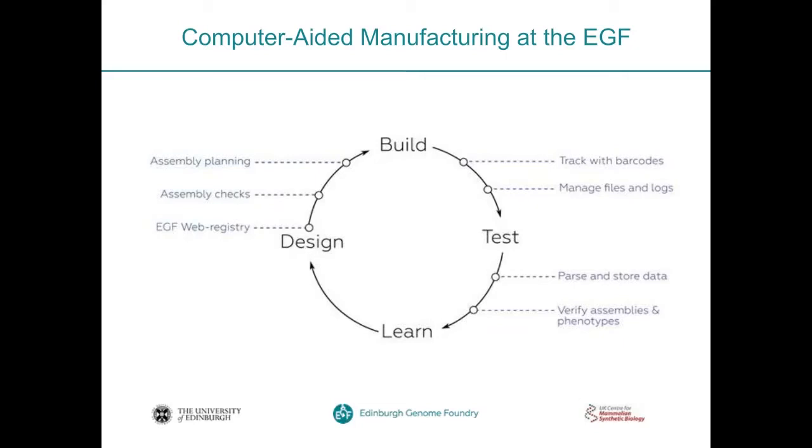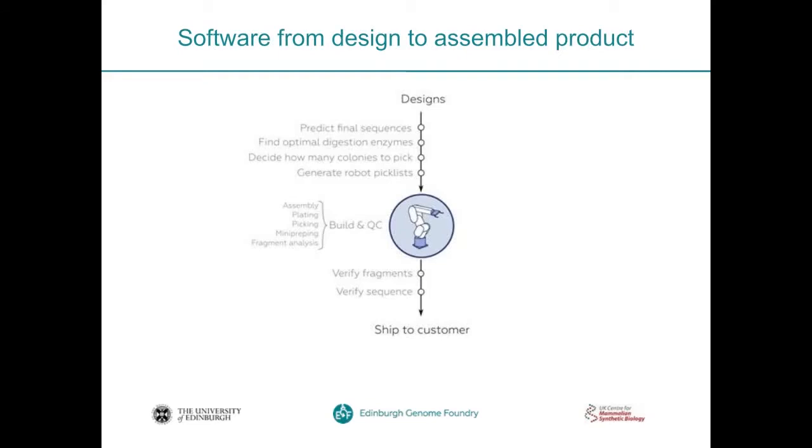And then you have the build and test phases, for which we have software to track sample, get data files and logs from different robots, and then verify from the data we get that everything went according to the plan and that, for instance, our assemblies have the right sequence. And my next slides will be to go into more details on software operations that are just upstream and downstream of the robotic assembly. And that is how we go from customer designs to planning the assembly, and then at the end, how do we verify the final assemblies just before shipping them back to the customer.